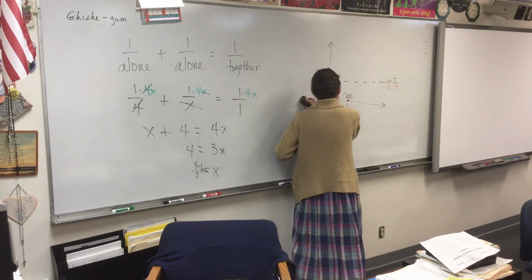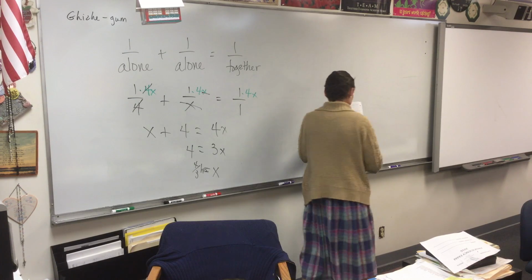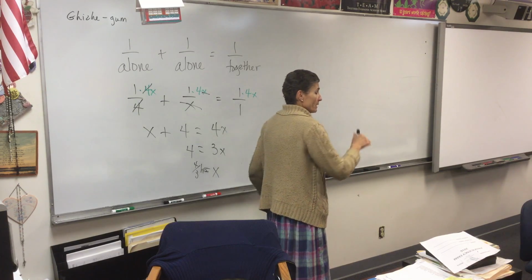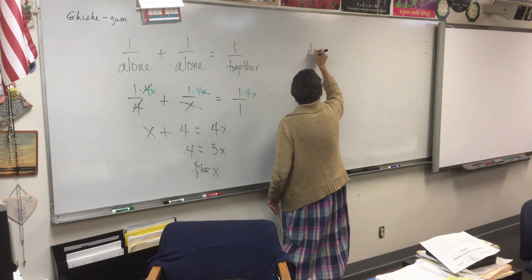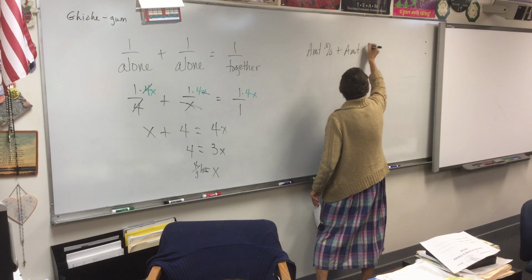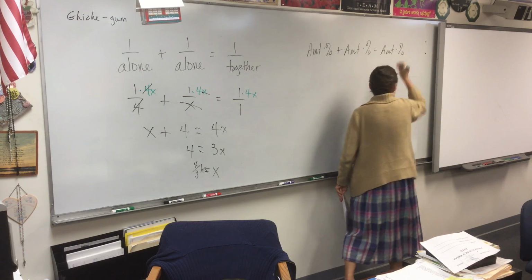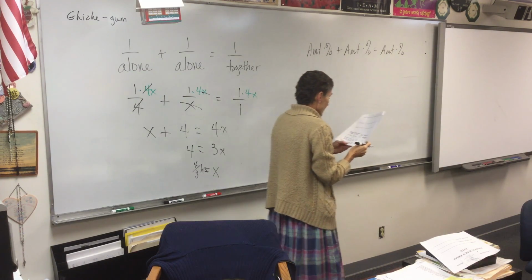Number 4. Oh my gosh, have we done these before? Yes. What's our formula? Amount times percent plus amount times percent equals amount times percent. All right, let's start plugging it in.